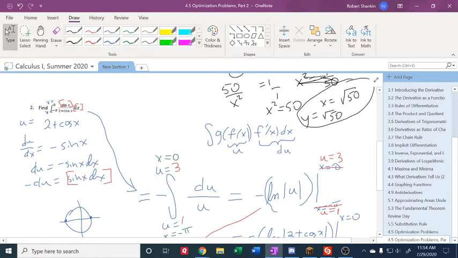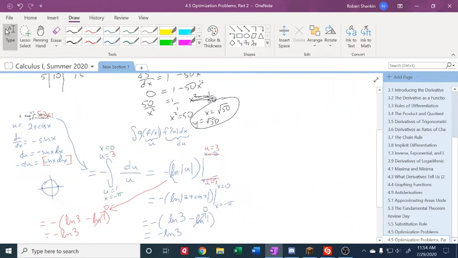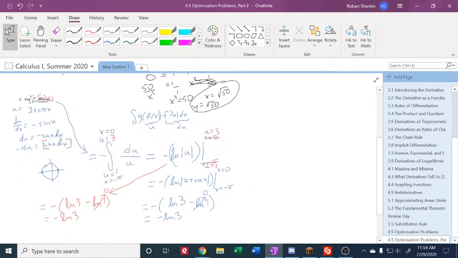Alright, so give me feedback on number 2, please.